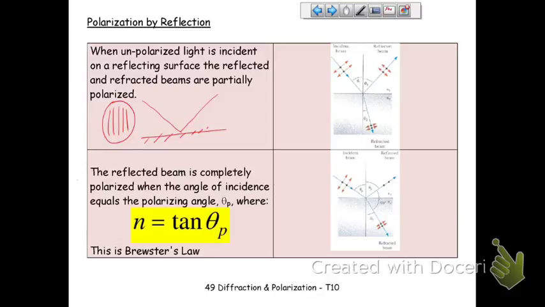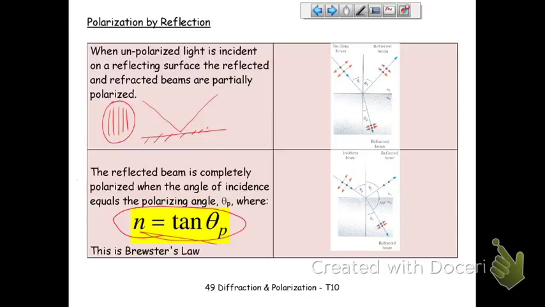Now, not everything that reflects is polarized. What we say is when unpolarized light is incident on a reflecting surface, the reflected and refracted beams are partially polarized. The reflected beam is completely polarized when the angle of incidence equals the polarizing angle, where n is equal to tan of the polarizing angle. And this is called Brewster's law. Again, I don't need you to know this. If it was an exam with no equation sheet, I'd gladly have you know it, but I don't need you to know that equation. Know it to the extent that if I give it to you and ask what's going on, you can tell me.